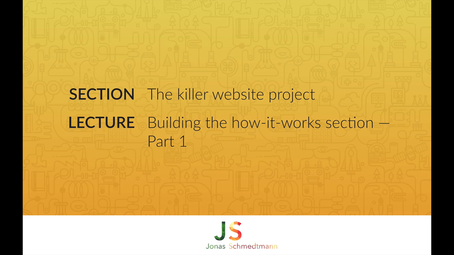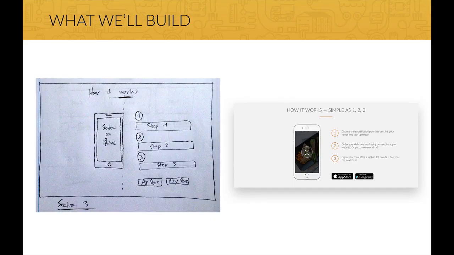So now let's move on to the next section. This one is the How It Works section. This is how I pictured the section where we explain how ordering food works, with the app screen on the left side and the 3 simple steps on the right side. Very simple, but efficient in showing potential customers how OmniFood works.